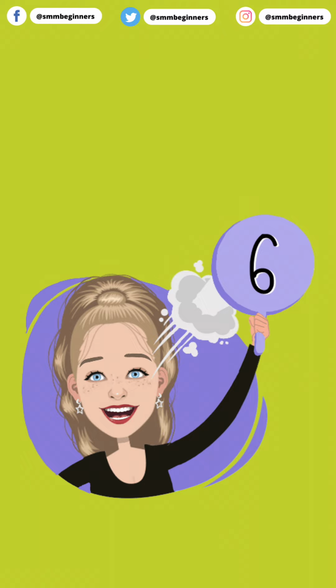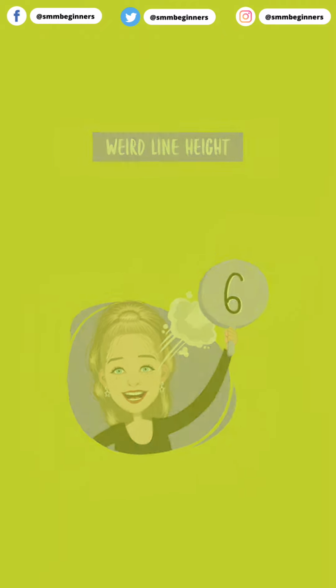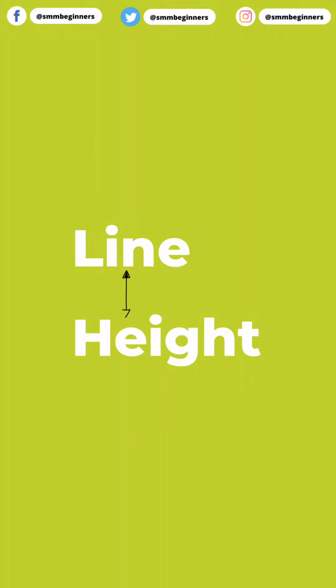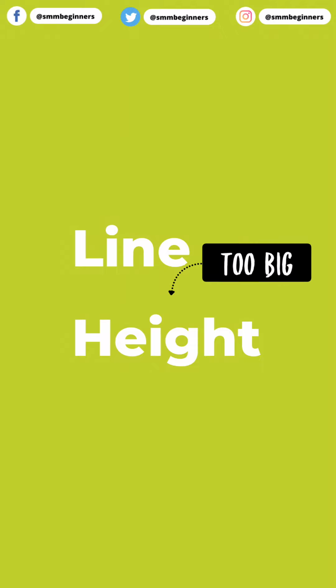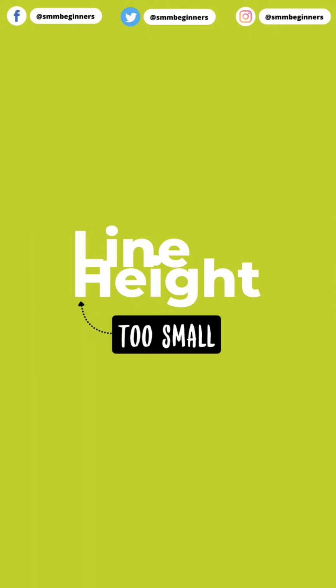Number 6. The text has a weird, uncomfortable line height. The space between the lines of text can be too big or too small. If the space is too big, the lines can look disconnected from one another. If the space is too small, the lines can be difficult to read because they're too close together.